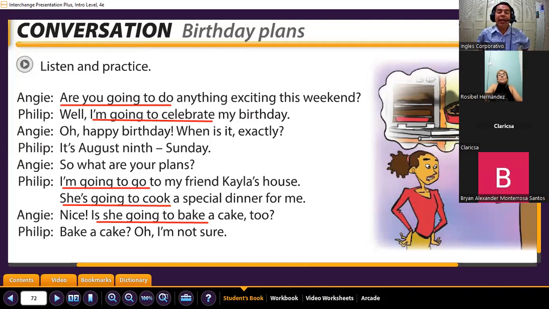I'm going to go to my friend Kyla's house. She's going to cook a special dinner for me. She's going to cook a special dinner for me. Nice. Is she going to bake a cake too? Bake a cake? I'm not sure.